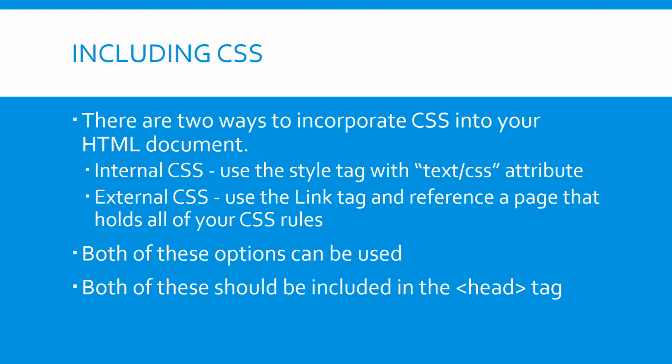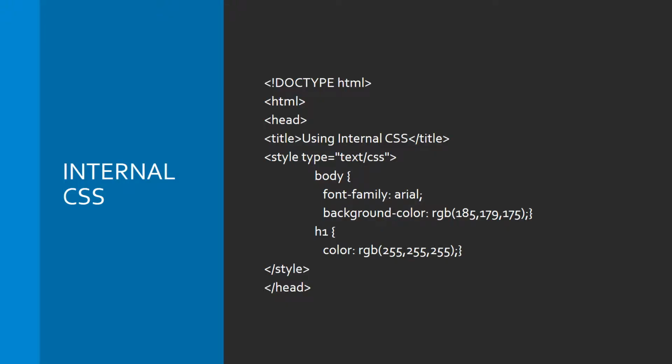But with the external CSS, you actually have a separate file that lists all of your CSS rules, and then you have a little link tag in the header tags. Both of these are nested inside the header tags typically, and from there you can specify your rules. So let's look at an internal CSS.